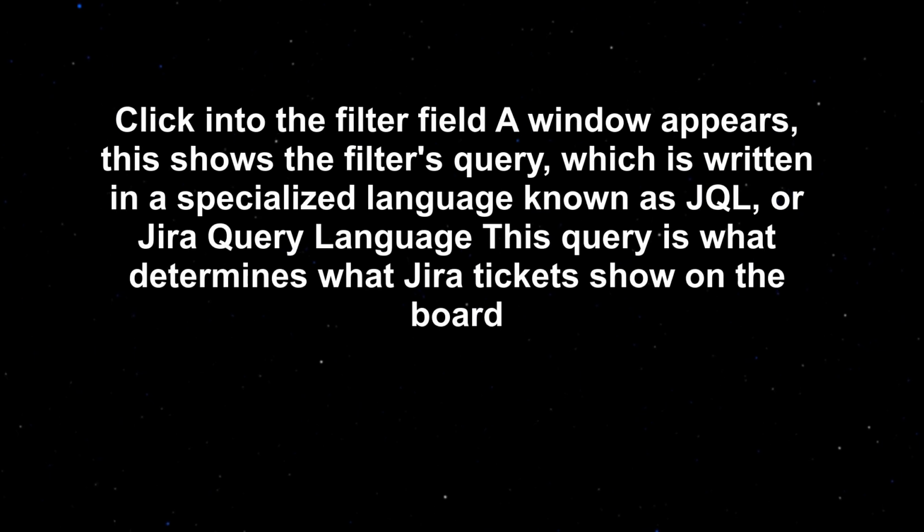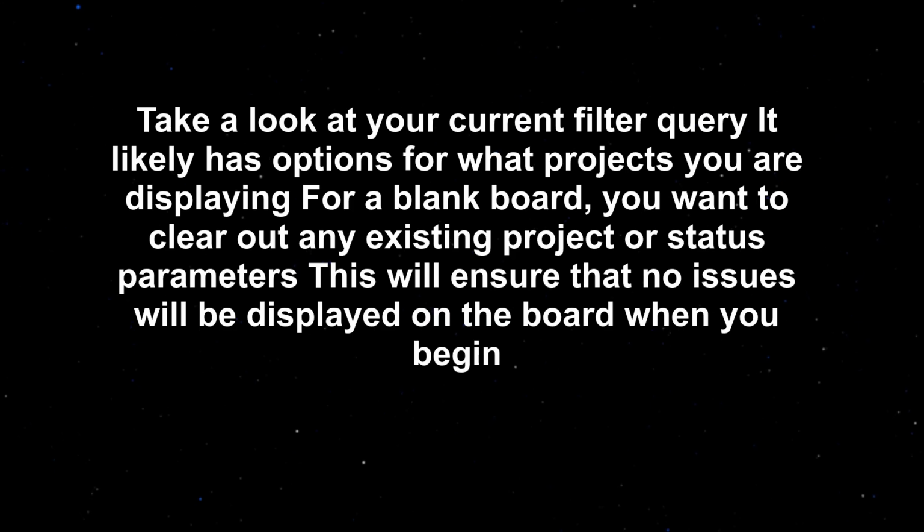Click into the filter field. A window appears. This shows the filter's query, which is written in a specialized language known as JQL, or Jira Query Language. This query is what determines what Jira tickets show on the board. Take a look at your current filter query. It likely has options for what projects you are displaying.